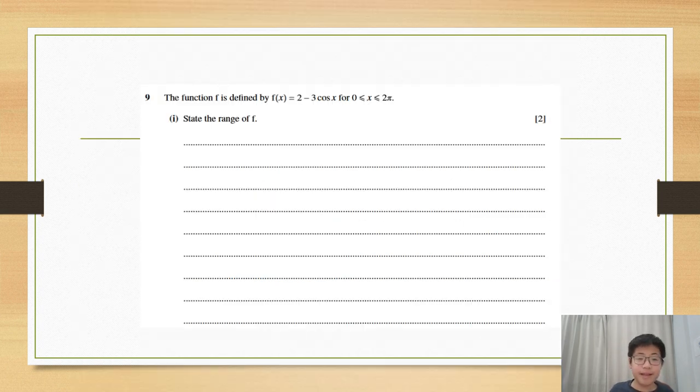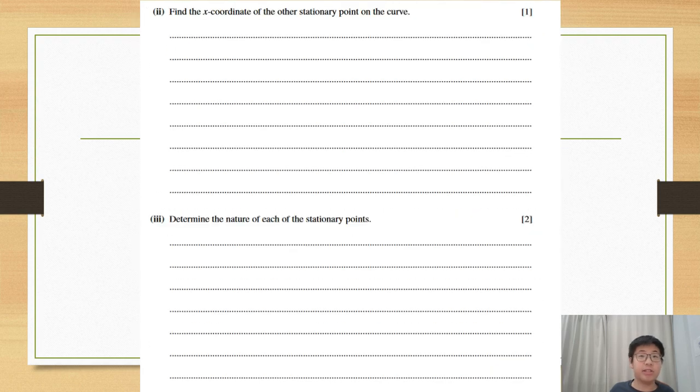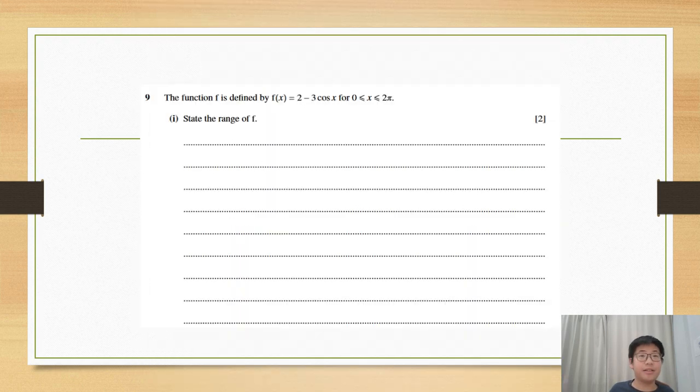Great. Now, the trigonometry question. Now we can see the question. State the range of f. So 2 minus 3 cos x. Cos x has the range of -1 to 1. So the range of f is -1 to 5, which basically means that if you add 2 to the range of 3 cos x, you get -1 and 5.